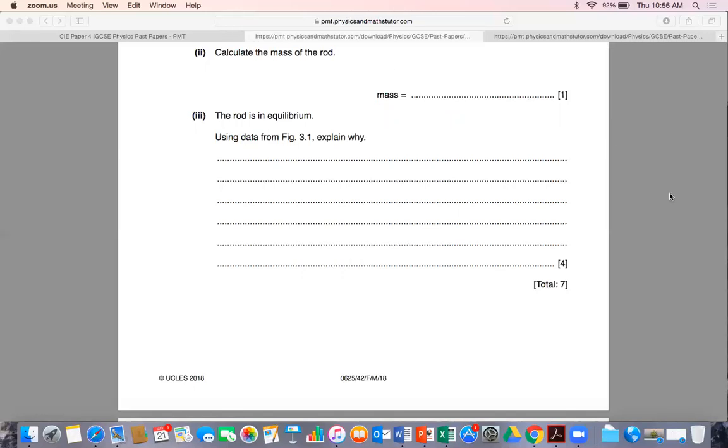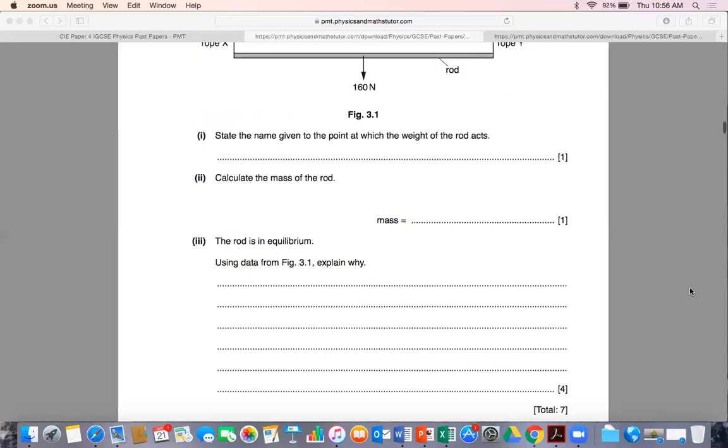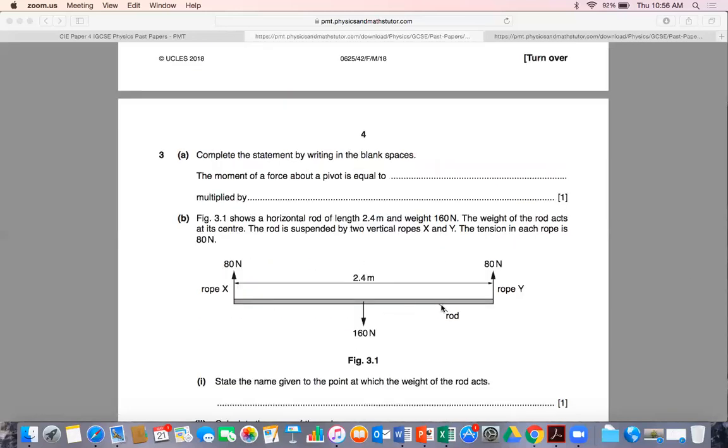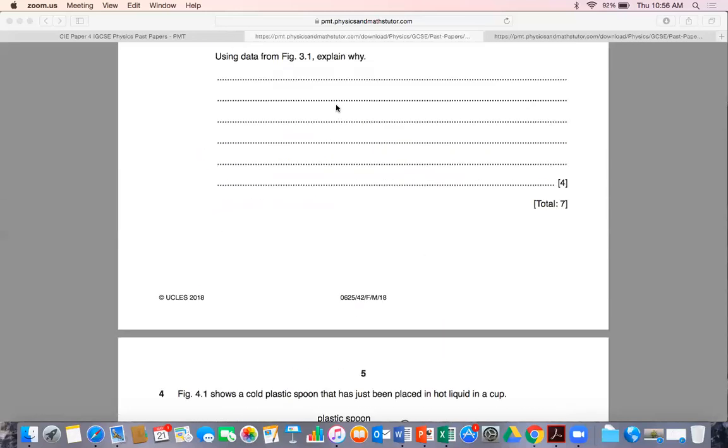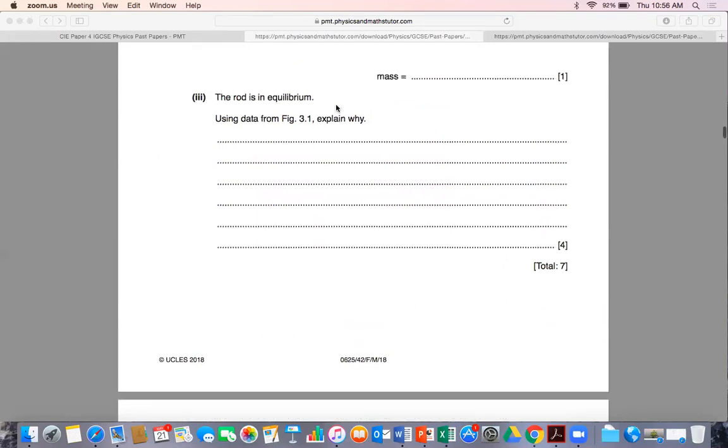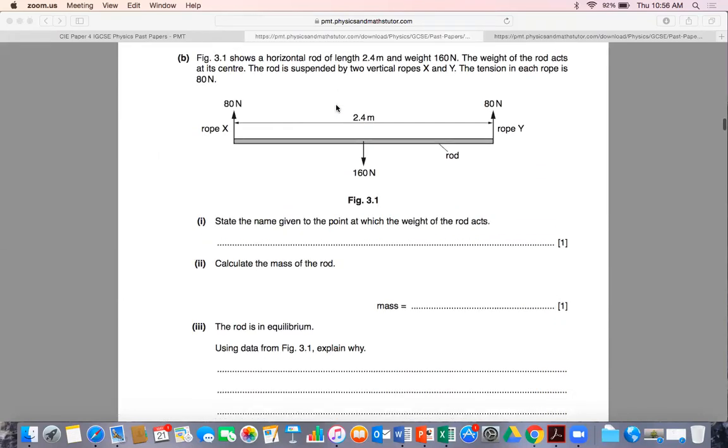Okay, last one. The rod is in equilibrium. That means it's not moving anti-clockwise or clockwise. Remember what we did in that Star Wars thing? Now, using data from figure 3.1, because it specifically says use data from there, you have to explain in terms of the numbers and everything. Explain why the rod is in equilibrium.